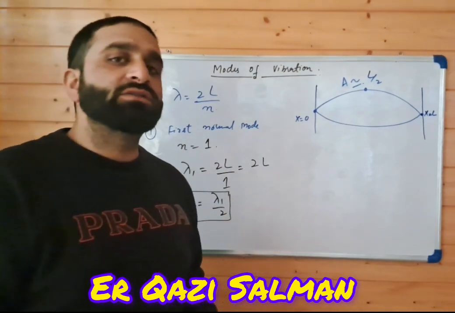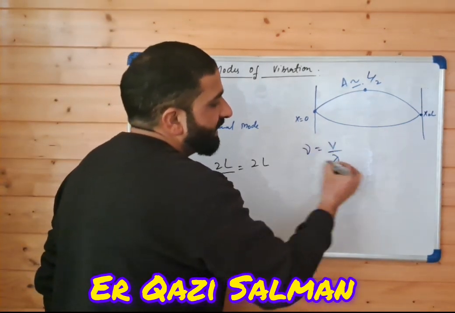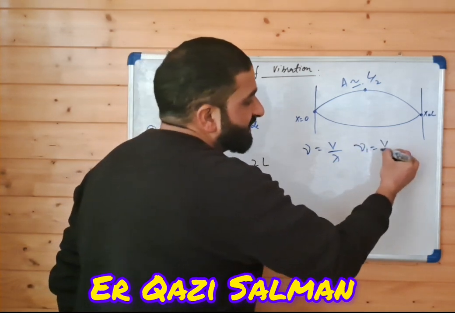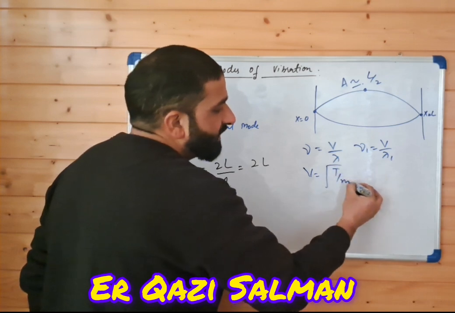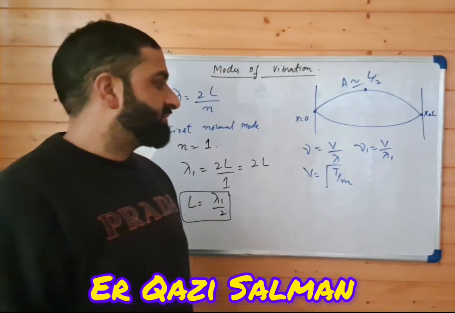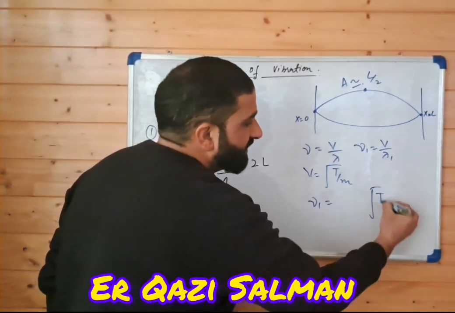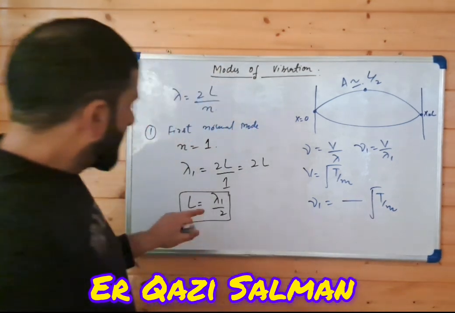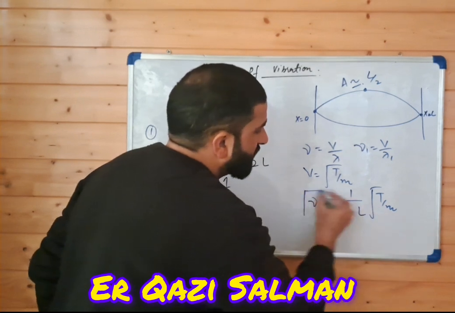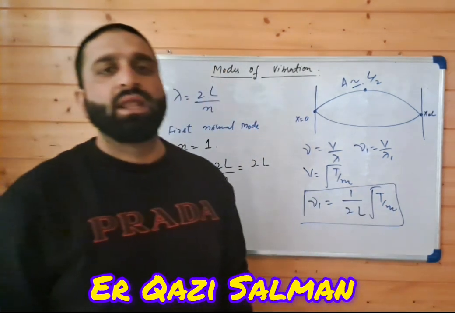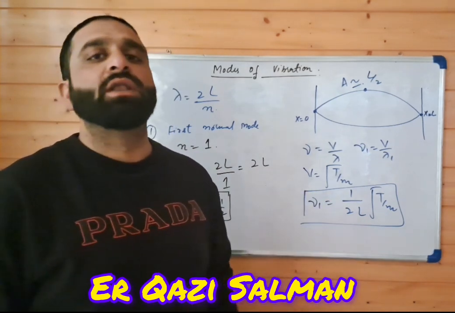Now let us see the frequency of the first harmonic. We know that frequency is equal to velocity divided by lambda. So nu1 is equal to v divided by lambda 1. Velocity on a string is the root of T divided by m, where T is the tension in the string and m is the mass per unit length. So nu1 is equal to root of T divided by m times 1 by lambda 1. Lambda 1 is equal to 2L. So the frequency of the first harmonic nu1 is equal to 1 by 2L root of T divided by m.